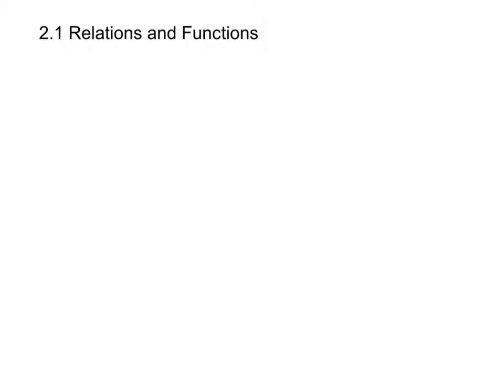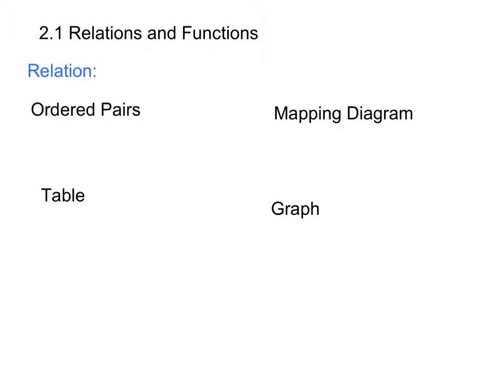Today we're going to learn about relations and functions, and we're going to learn how to graph relations and identify a function. So let's first identify what a relation is. A relation is a set of pairs of input and output values, and it can be represented as ordered pairs, a mapping diagram, a table, or even a graph.